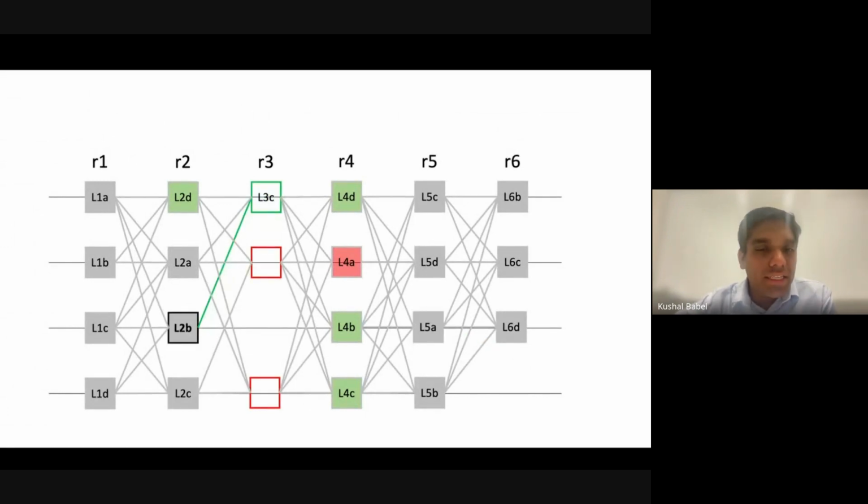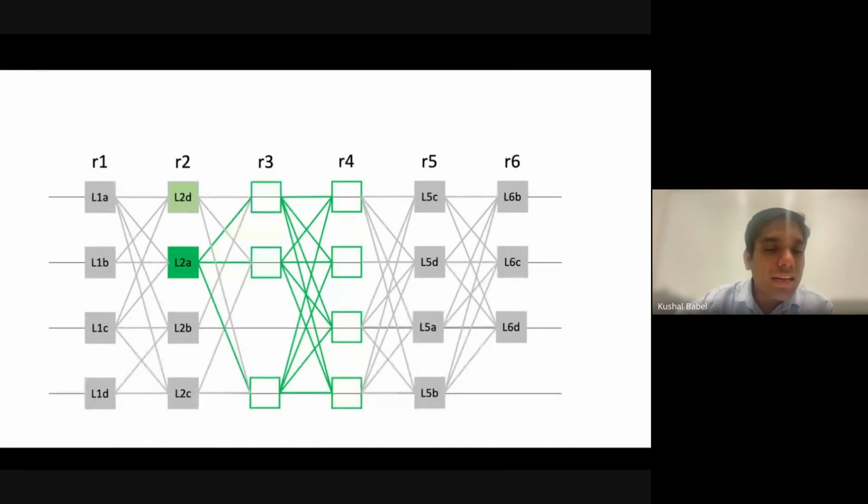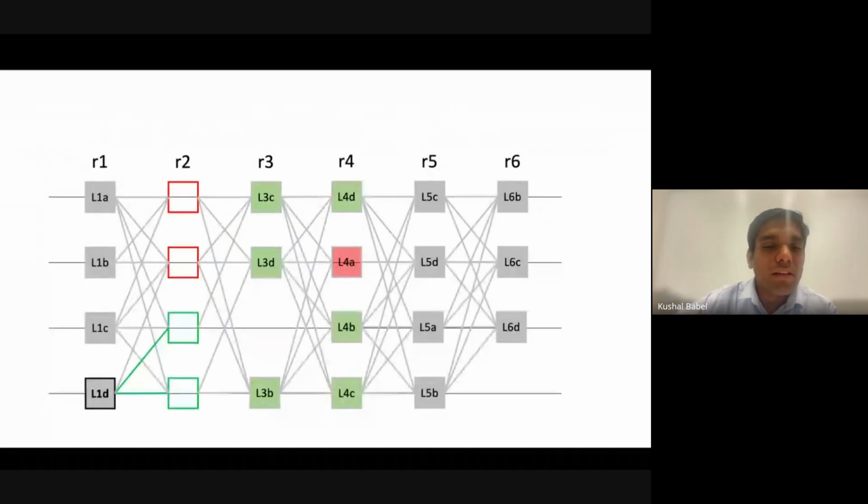Coming to L2B, it is the same story, where it doesn't have enough blames or enough support. So we again have to look at the first block after round R+2. That block is again undecided. And so you leave L2B also undecided. L2A can be directly committed. So we can say, okay, L2A will be committed, right? So now we have made these decisions for all blocks in and after round 2.